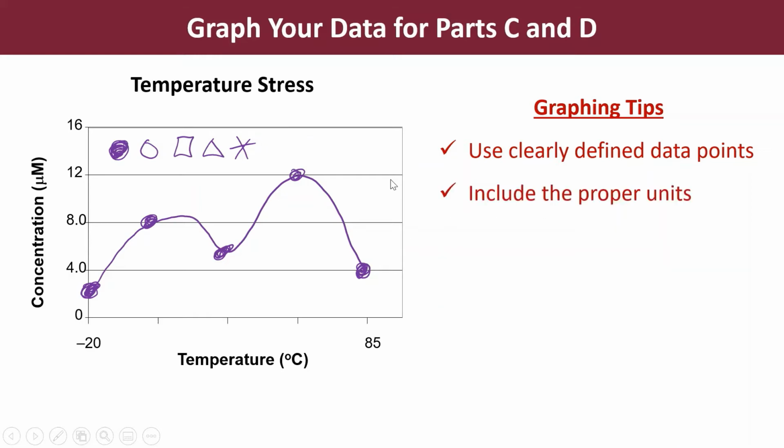Number 2, include the proper units. So you can see that I have degrees Celsius for temperature and micromoles per liter for concentration. Make sure you have the accurate units or else temperature is meaningless. This could be Fahrenheit or Kelvin or anything like that.